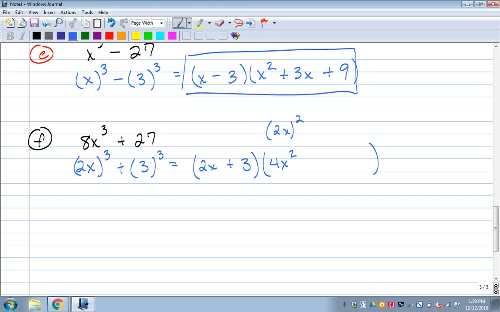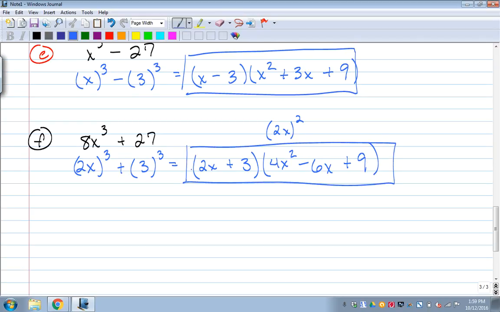What's the second term in the long piece? Minus 6x. 2x times 3 is 6x. Negative 6x is what we want to use there. The last term, plus 9. And that would be my factored form.